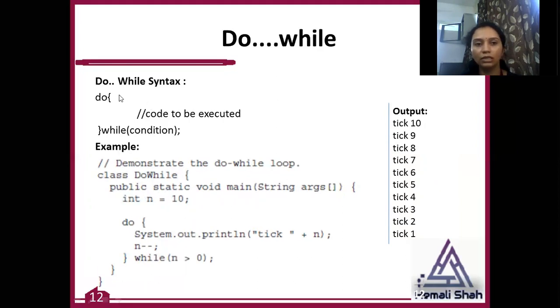Now the do while loop. In the do while loop, it first executes the body part, and only then checks the condition. Here you must need the semicolon. If I want to print the same output that I printed inside the while loop, then the code for the do while loop is: integer initialized with 10, first print it, then decrement it, and then check the condition.